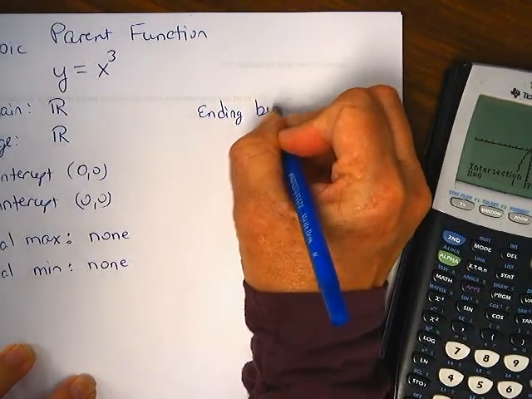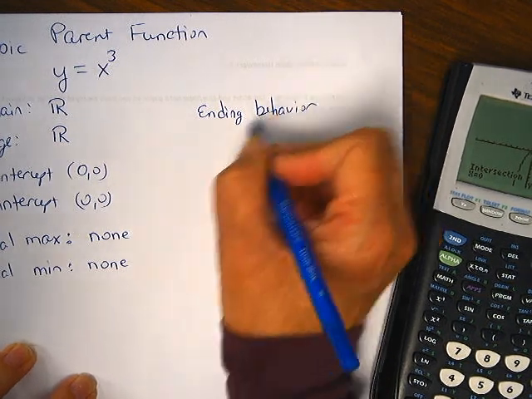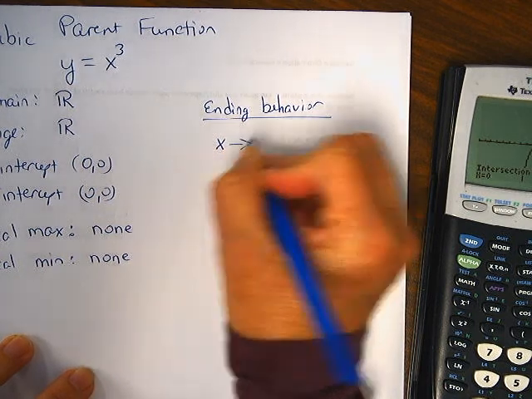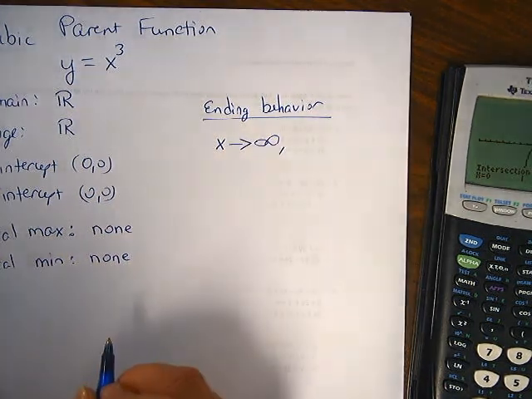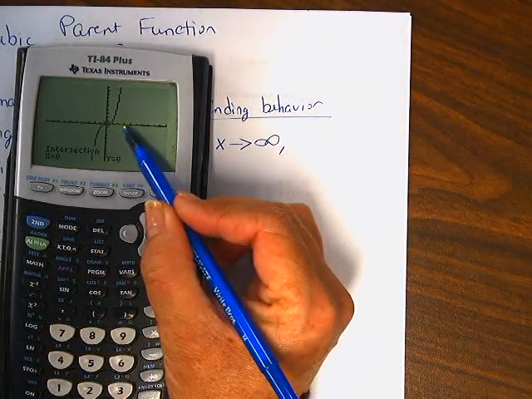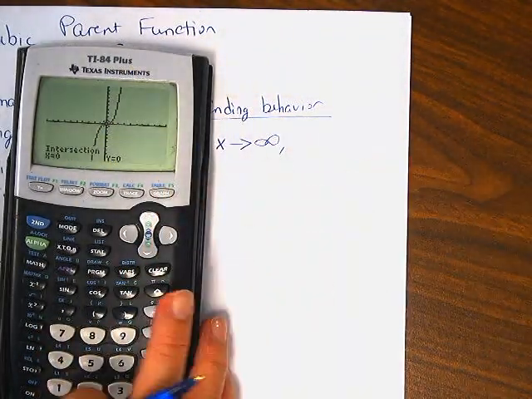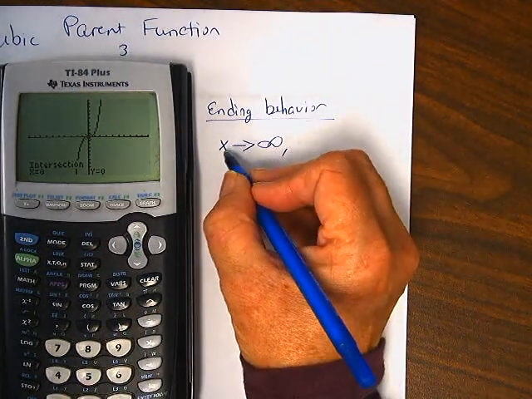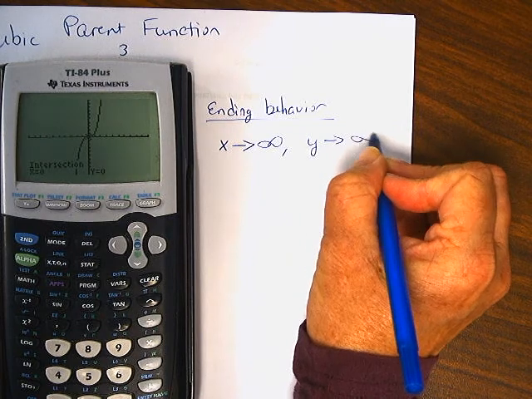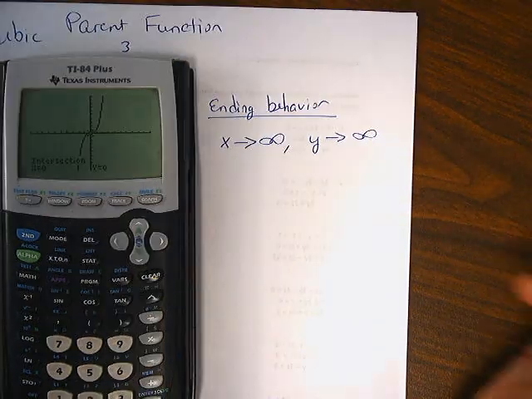Ending behavior. Okay, so that means when x approaches positive infinity, what is y doing? So if we take a look, as x gets bigger and bigger, y is continuing to get bigger and bigger. So we'll just write, as x approaches infinity, y approaches infinity. And that's positive infinity in both cases.